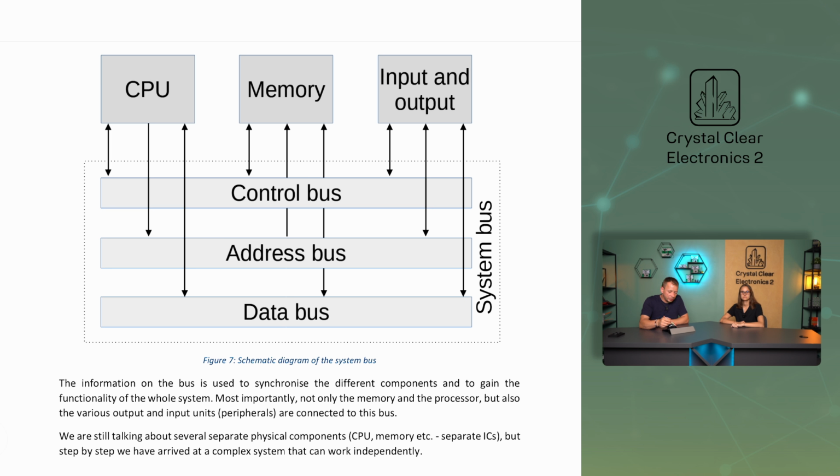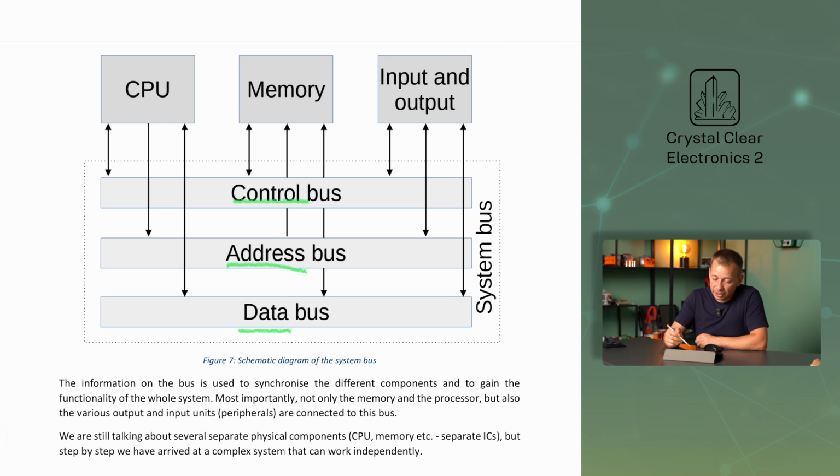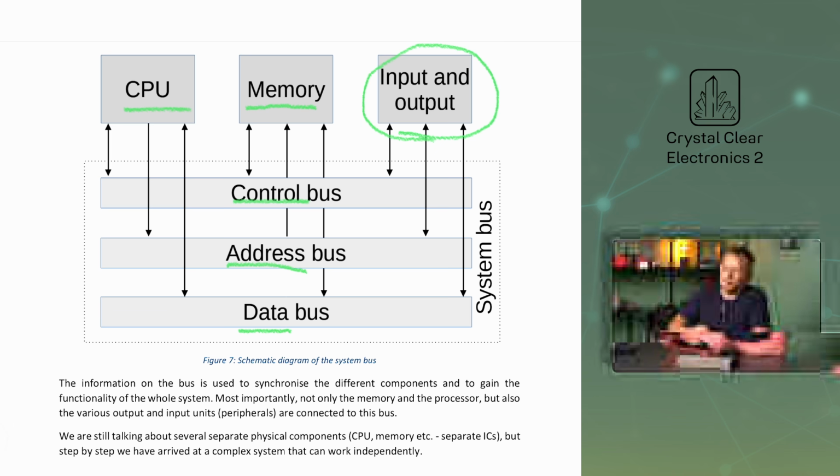These connections are basically used to transfer 3 types of information: data, address, and control signals. The information on the bus is used to synchronize the different components and to gain the functionality of the whole system. Most importantly, not only the memory and the processor, but also the various output and input units, the peripherals, are connected to this bus. We are still talking about several separate physical components, but step by step we have arrived at a complex system that can work independently.